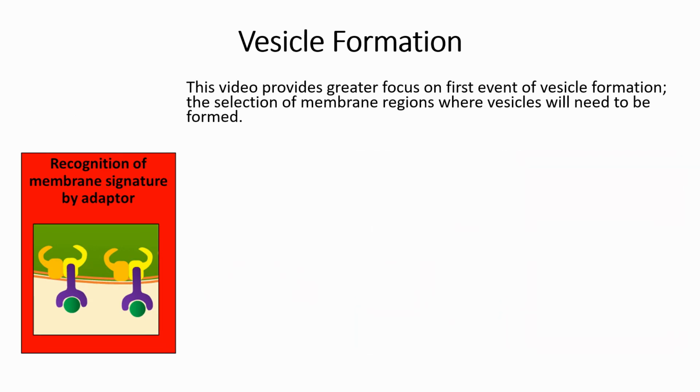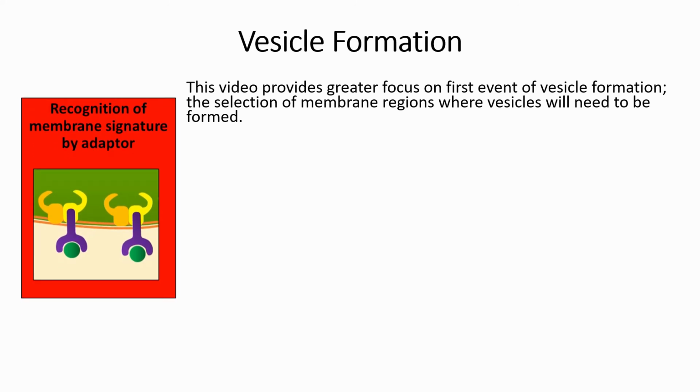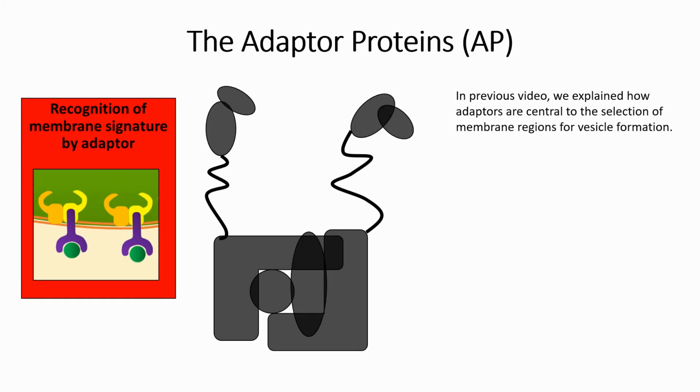explained here. This video provides greater focus on the first event of vesicle formation, the selection of membrane regions where vesicles will need to be formed. In the previous video, we explained how adapters are central to the selection of membrane regions for vesicle formation.